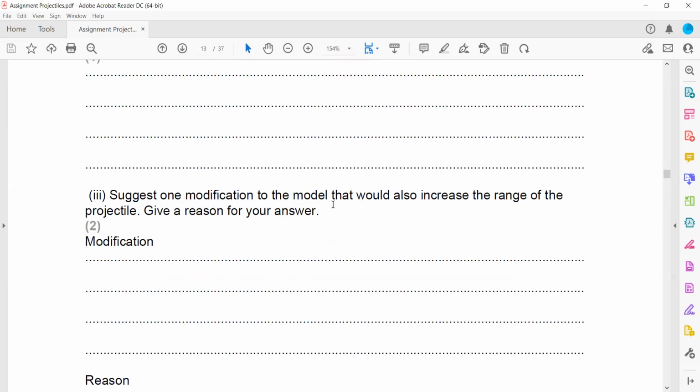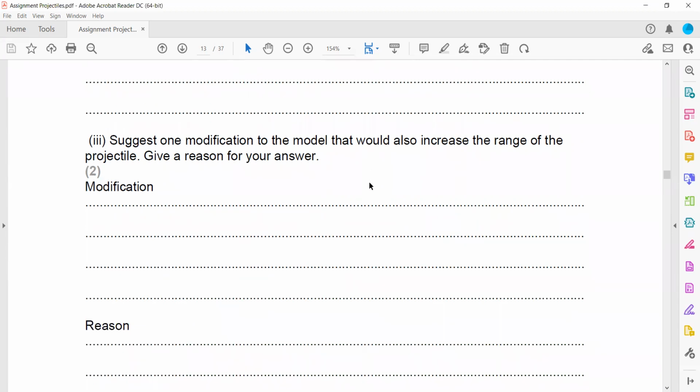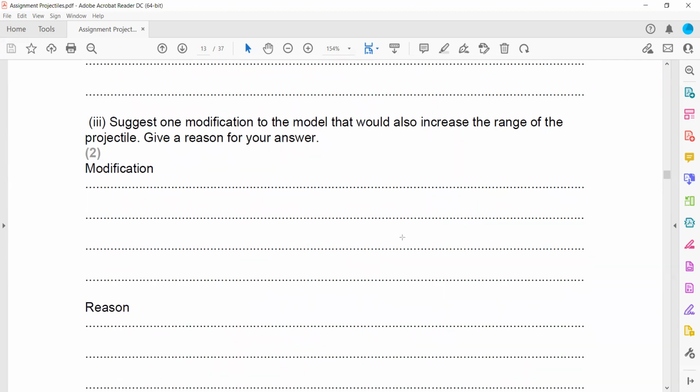Then suggest one modification to the model that would increase the range and give a reason, like how we can modify this model to have a greater range. First we were using only one rubber band. We should use two bands. As a result, when we use two bands, a greater amount of elastic strain energy is stored, so more kinetic energy, and the range will also increase. So we can double up the number of bands.